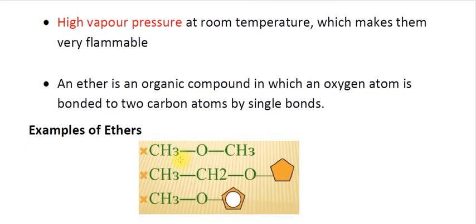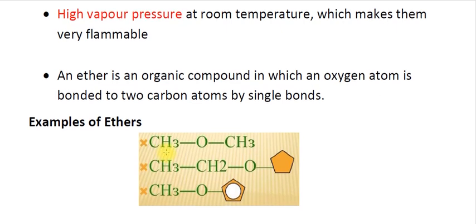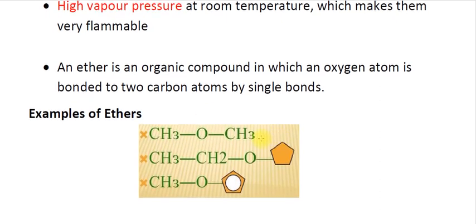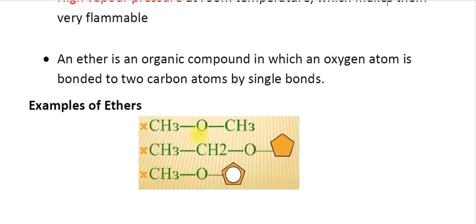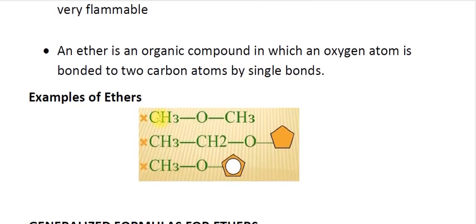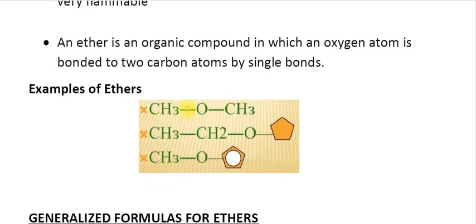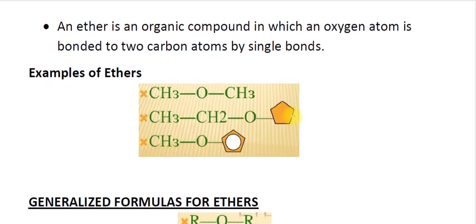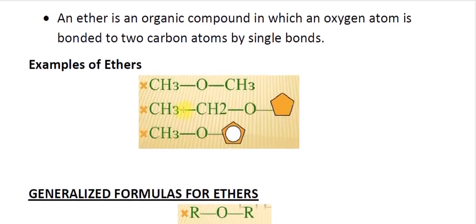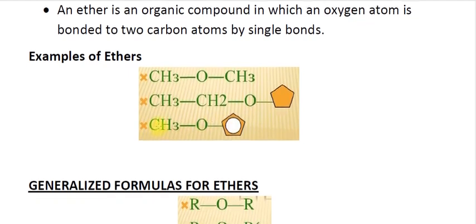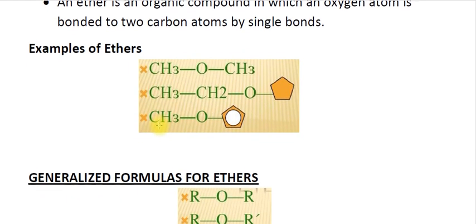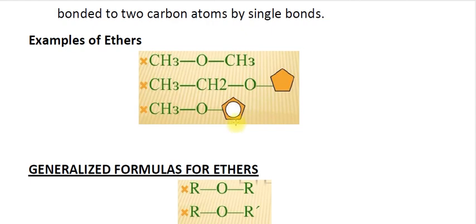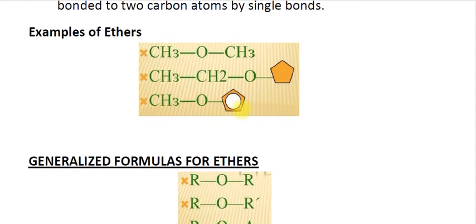You can see some of the examples here. Here it is CH3OCH3. So O is the functional group here, which is connected to a carbon on either side. The next is CH3CH2O connected to a cyclopentene. The next is CH3O, also connected to a cyclopentene.